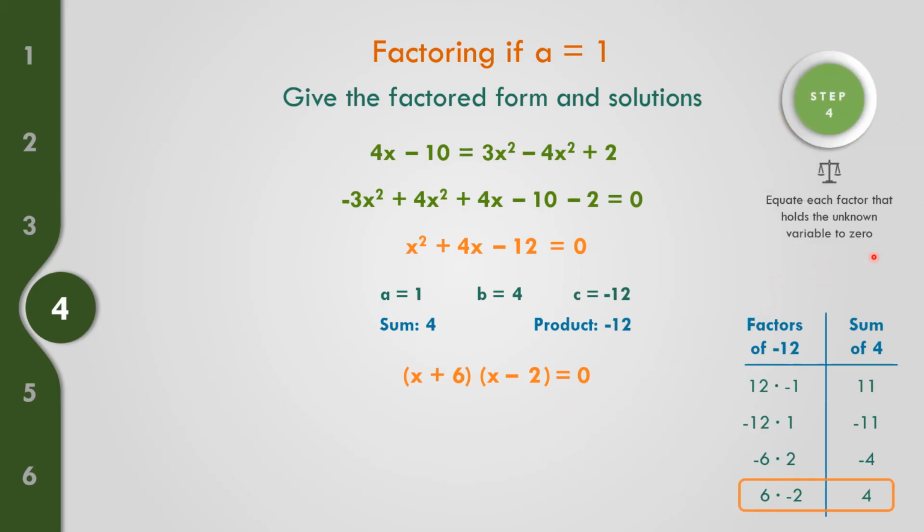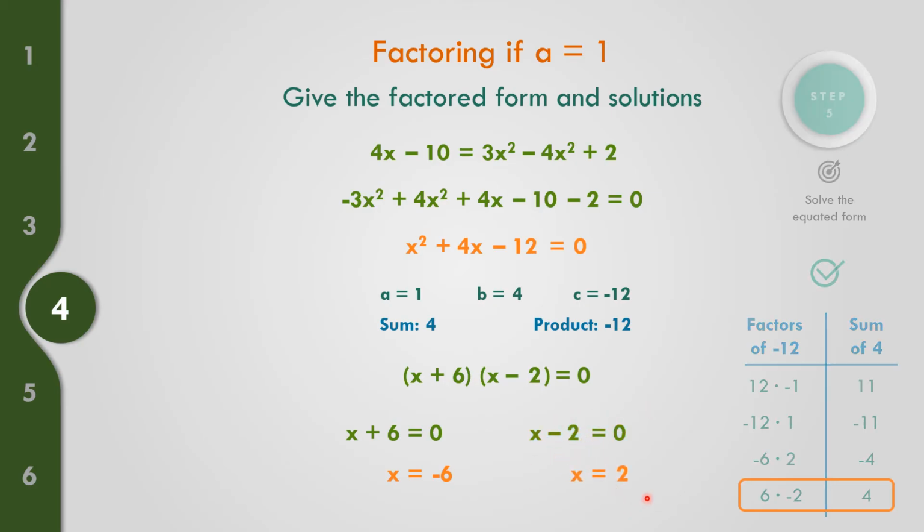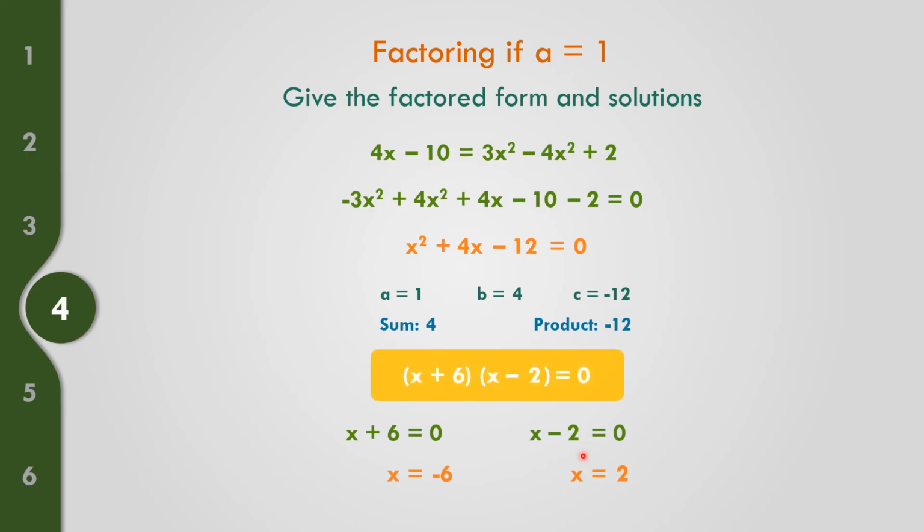Step 4, equate each factor that holds the unknown variable to 0. So, it means x plus 6, that is equal to 0. And then the second one, x minus 2, that is equal to 0. Step 5, solve the equated form. So the first value of x, change the sign, so that is negative 6. The second value, negative 2, change the sign, so x is equal to positive 2. So the factored form is x plus 6 times x minus 2, while the solutions are negative 6 and positive 2.